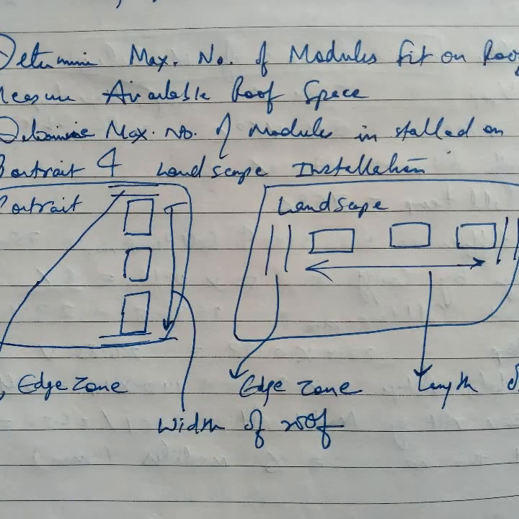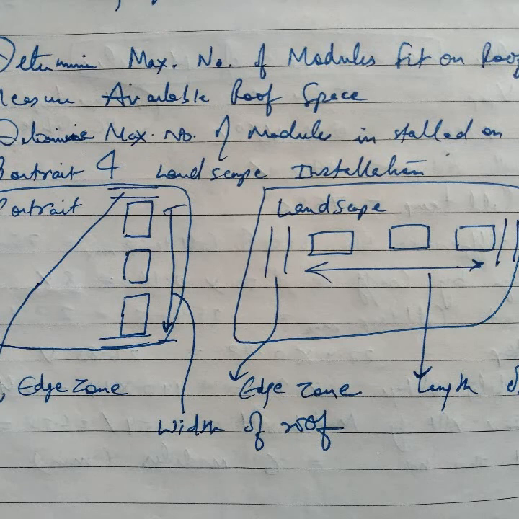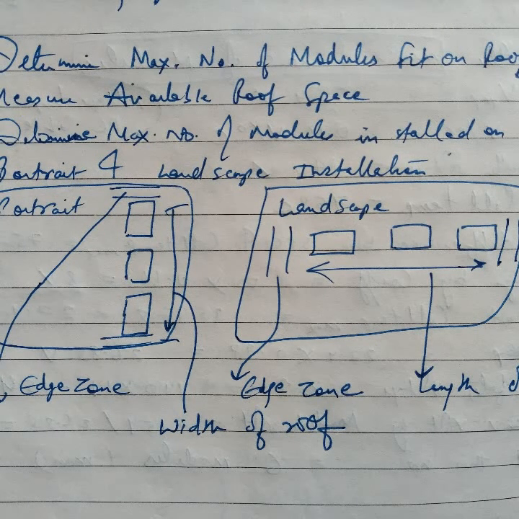Then next, determine the maximum number of modules that fit on the roof: measure available roof space, distance, maximum number of modules installed on roof. Portrait and landscape installation is there. In portrait you have to make up and down edge zones, and in landscape you make zones on the left and right side, edge zones.